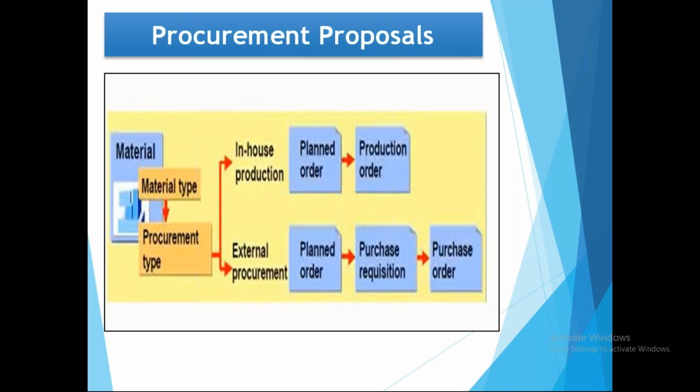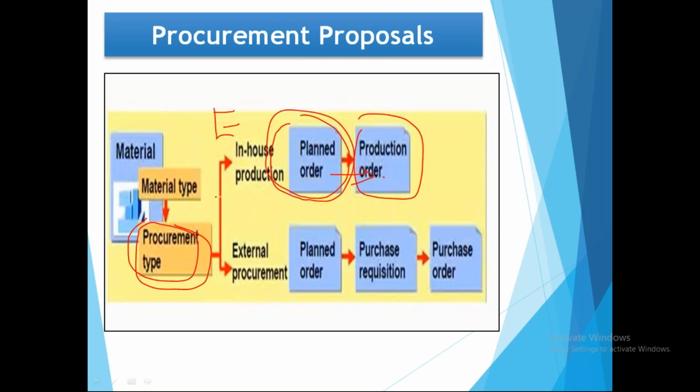So when you run MRP, system will check the procurement type of the material. I'll show you this in the system. If procurement type is maintained as E, then system will generate a planned order, and this planned order will be converted to a production order. This is in the PP module. The top one is our PP module.